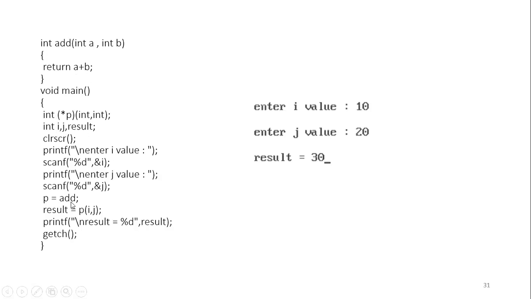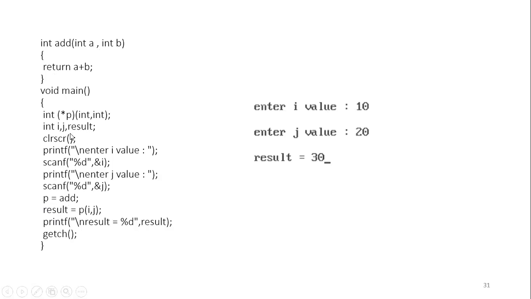That means p is containing the address of this function. Now I am calling this function by using the pointer. Result is equal to p of i comma j. i is value 10, j is value 20. 10 is copied in a, 20 is copied in b. So return a plus b. So a plus b value is 30. 30 is returned and stored in result.